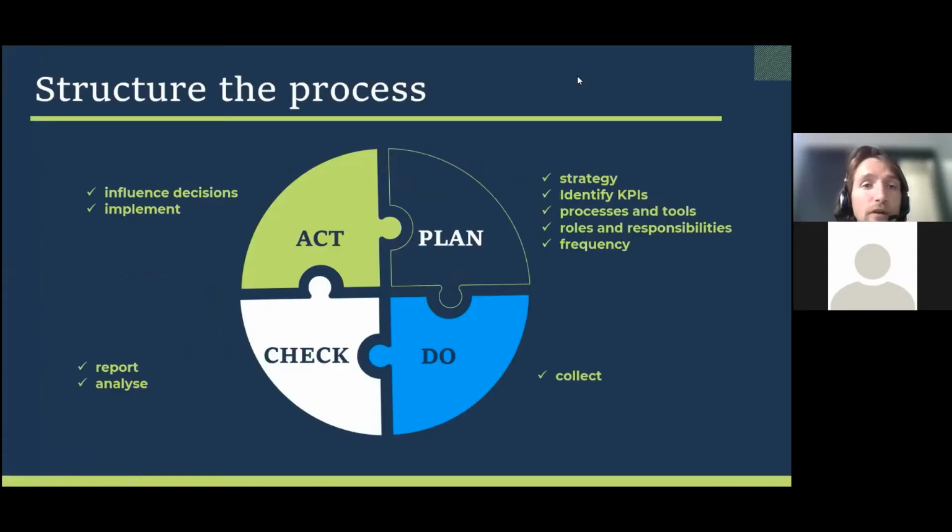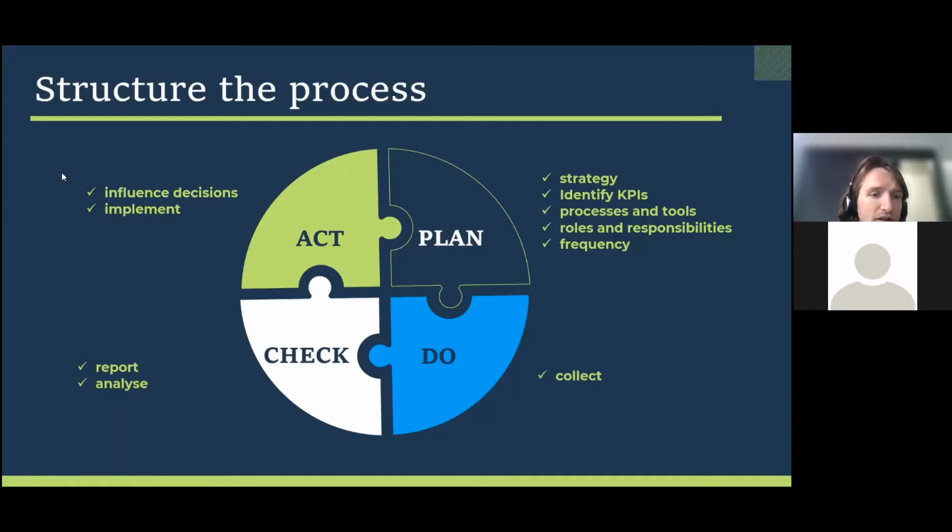So the performance management process, essentially it starts off with planning. So planning is around, as I've mentioned before, developing your strategy. Once you've got a strategy in place, you can then start defining or identifying KPIs. So the KPIs are key performance indicators, and they're the measures that you're going to use as an organization to see, are we achieving our strategy or not?